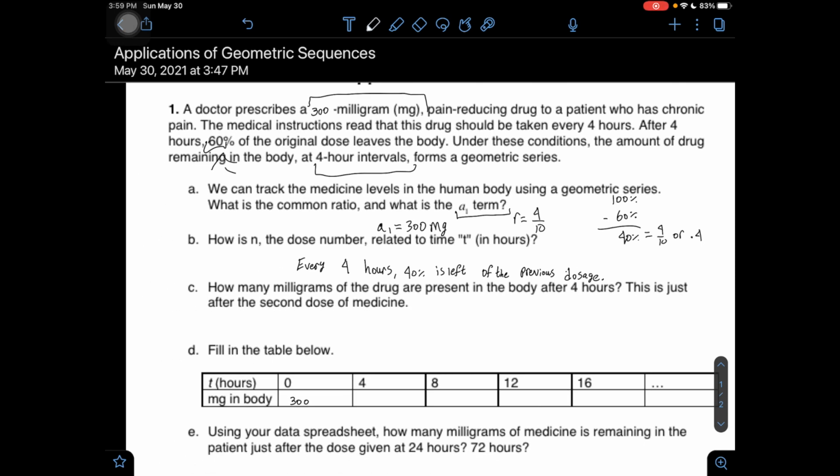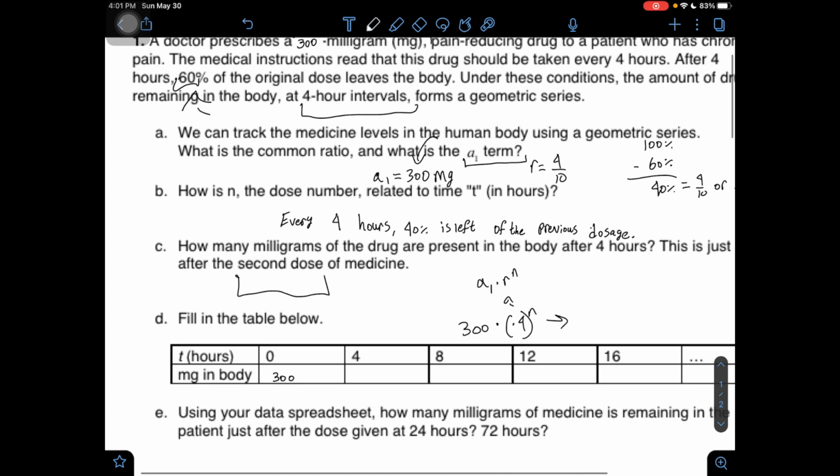C says how many milligrams of the drug are present in the body after 4 hours. This is just after the second dose of medicine. Well, we know that in C, what we have to do is take our original term, because if you remember, the standard form or the base equation for a geometric series is A1 times R to the power of N. So now we know that R equals 0.4 or 4 over 10. A1 equals 300, and now we need N.